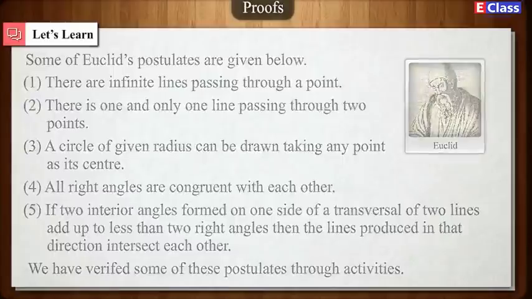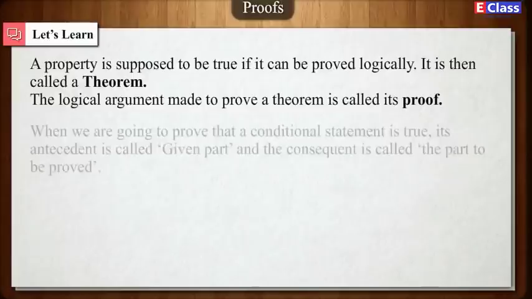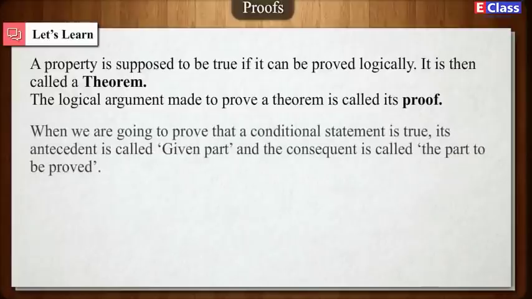A property is supposed to be true if it can be proved logically. It is then called a theorem. The logical argument made to prove a theorem is called its proof. When we are going to prove that a conditional statement is true, its antecedent is called the given part, and the consequent is called the part to be proved.